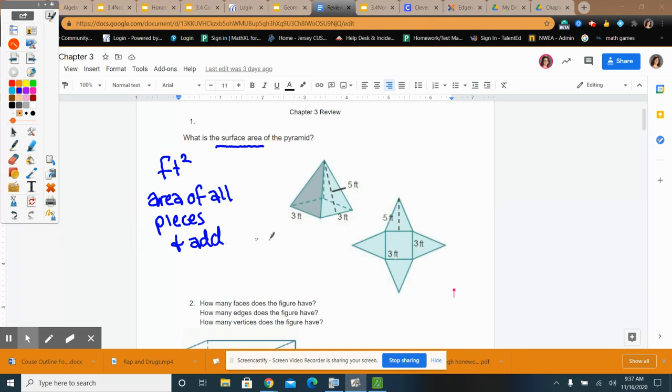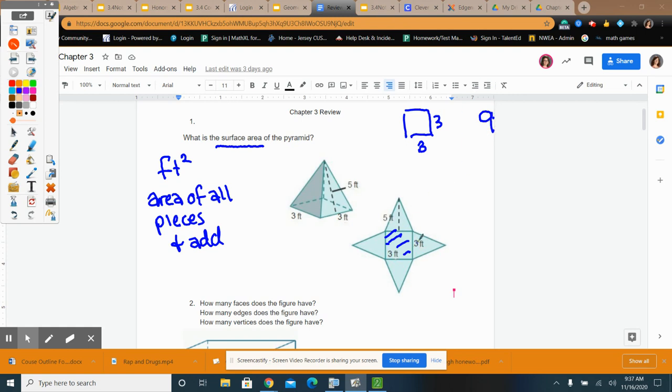Okay? So let's do this bottom here. That is called the base. This is a triangular, it's not a triangular at all. It's a square pyramid. So we're going to find the area of the base first, which is the square, and that's just base times height. So that's going to be 9.